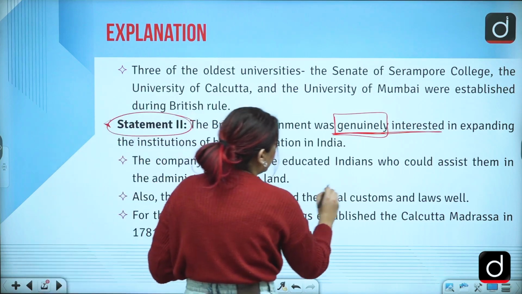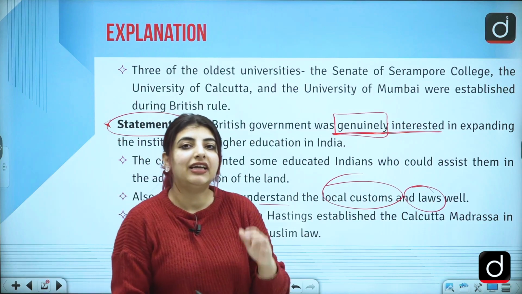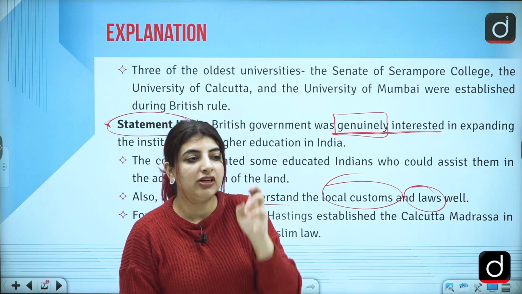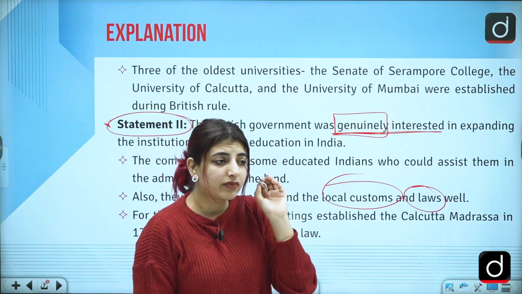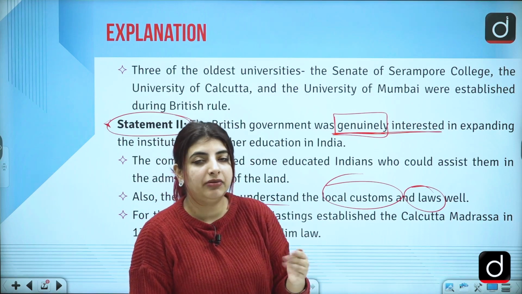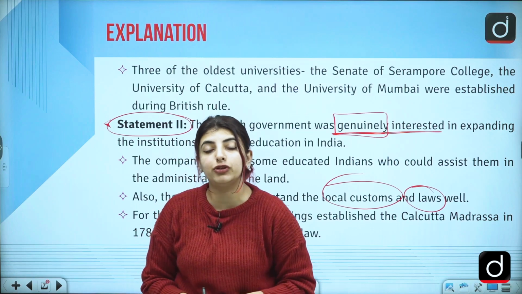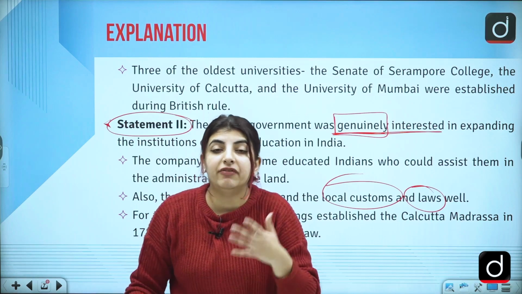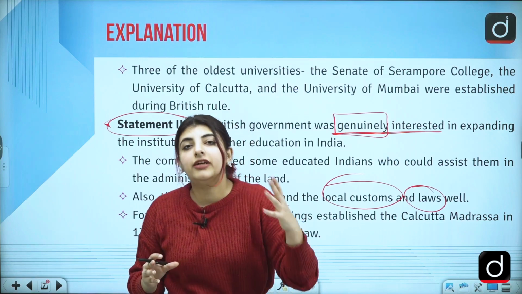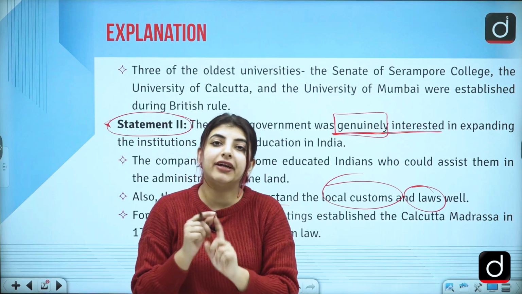Also, they wanted to understand the local customs and laws well. What do we mean here? We mean that they wanted to know the Indianness, the Indian culture, the heritage, so deeply that they would be able to affect the minds of people. They would know that this is how Indians think and this is where we are supposed to be hitting them. Correct? Not literally, but quite metaphorically. That yes, this is their weak point, we are going to hit this one.